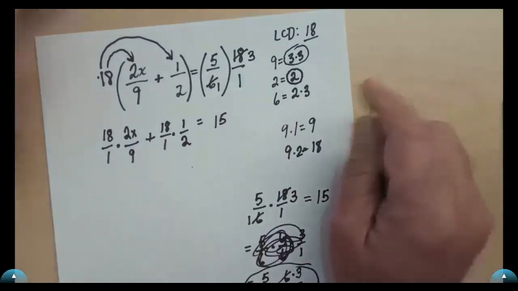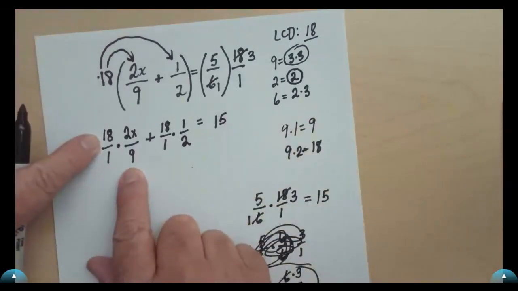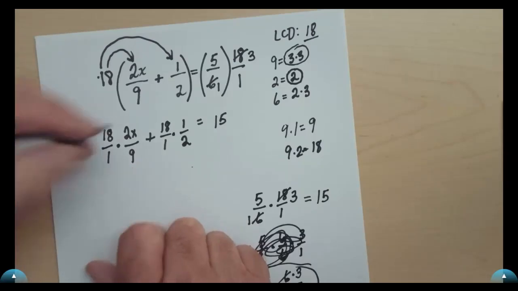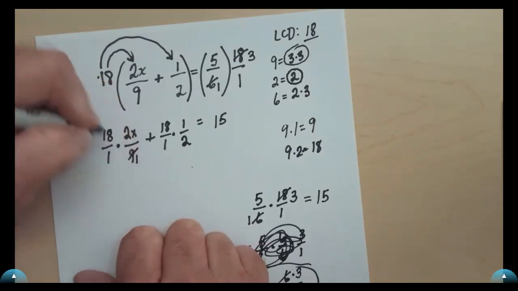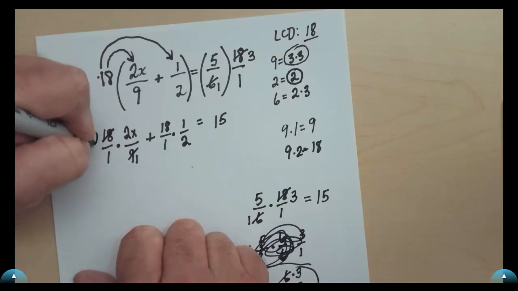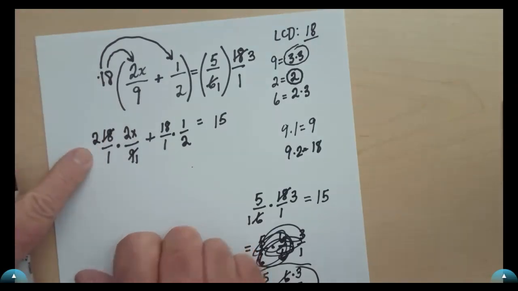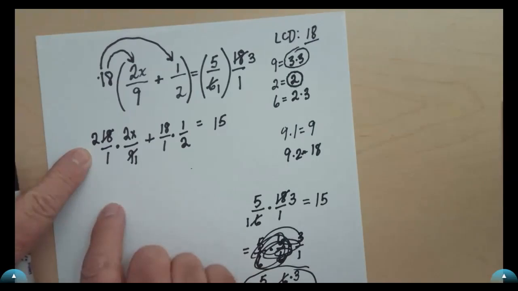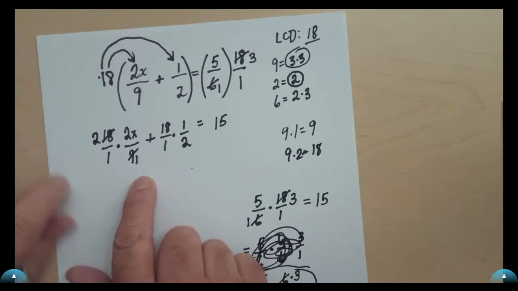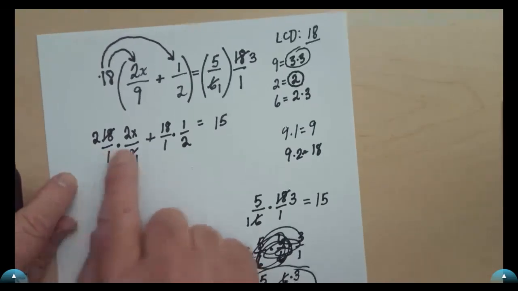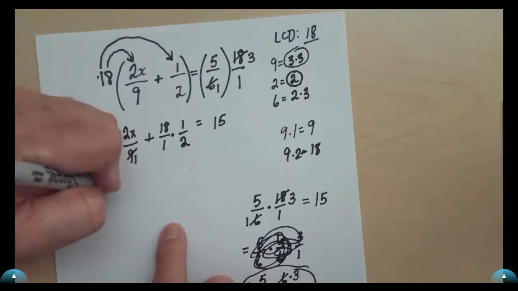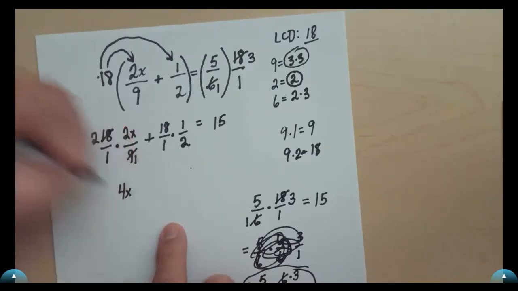When I do that, we should be able to see that 9 is a common factor of 9 on bottom and 18 on top, so I can cancel it. 9 goes into 9 one time, 9 goes into 18 two times. Well, what does that leave me with? 2 over 1 is just 2, and 2x over 1 is just 2x. So it's just 2 times 2x, which is 4x. Does everybody see that?